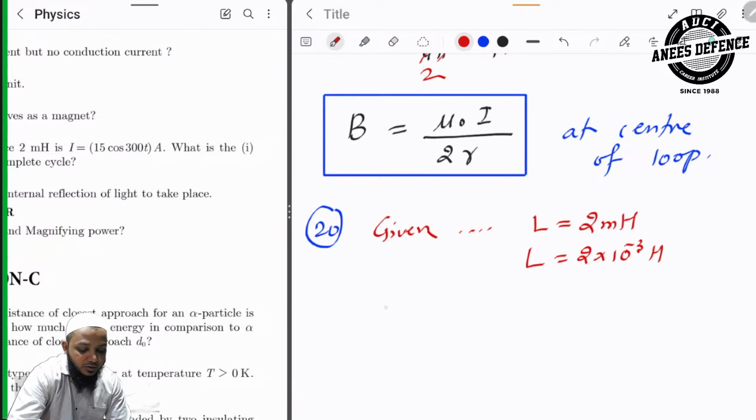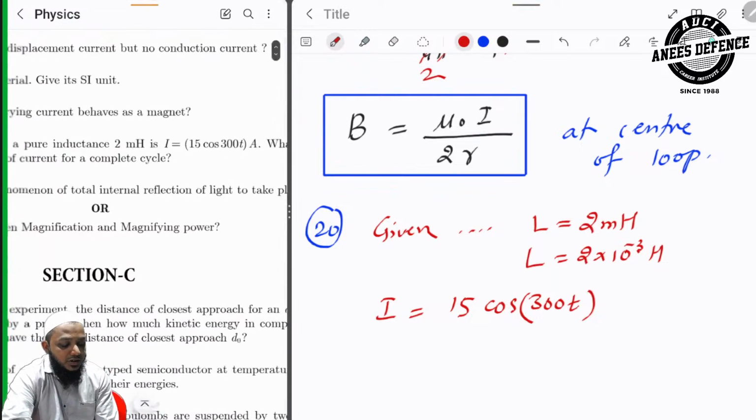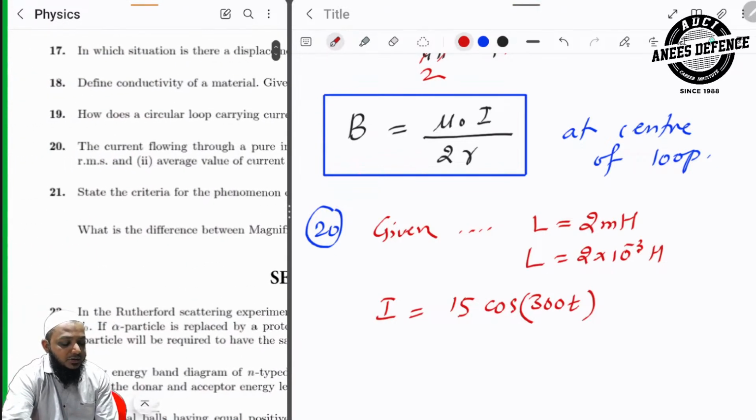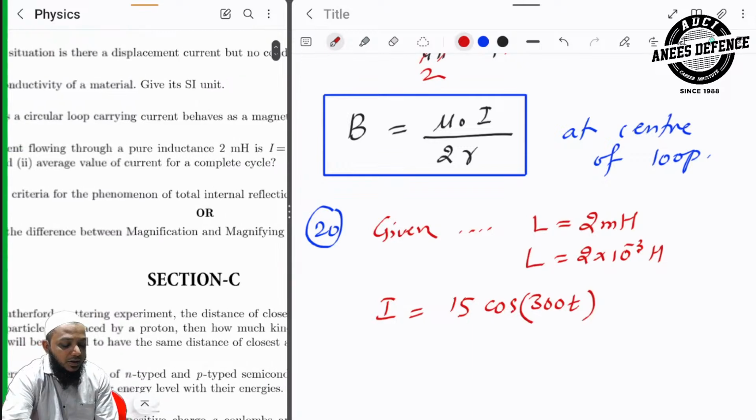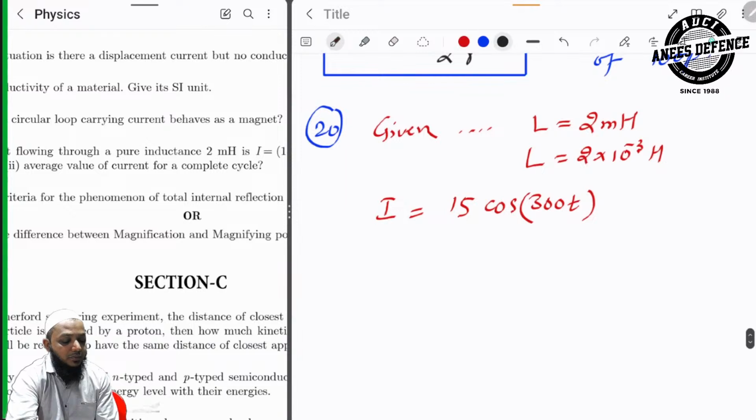And the expression for current is also given. See, 15 cos 300 t. And the unit is ampere. I will not write the unit. What is the RMS and average value of current for a complete cycle? Average value of current for a complete cycle, right? And RMS value of current for a complete cycle. Now, since the question is only for 2 marks, I will directly write, we have solved it, for the average value of current.